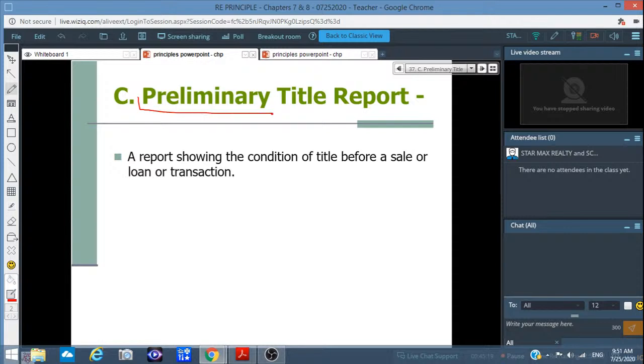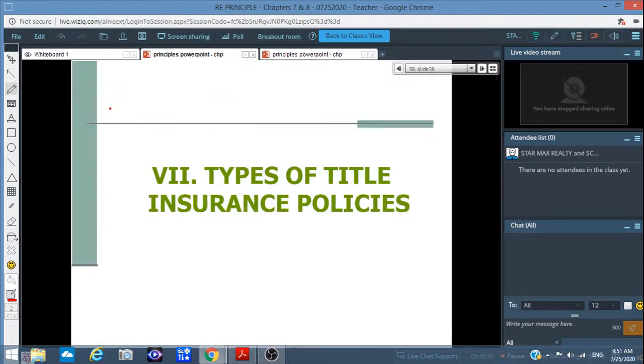Alright, preliminary title report. Whenever we do a loan or buy a house, this is the first thing that we do. Okay, order the report. So it shows condition of the title before sale or loan or transaction. Okay, 交易买卖做贷款等等 Okay. Alright, types of title insurance policy.